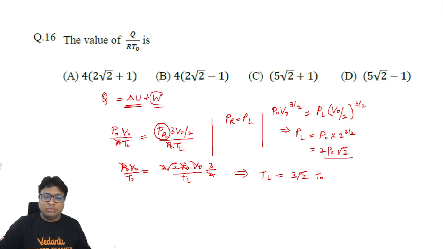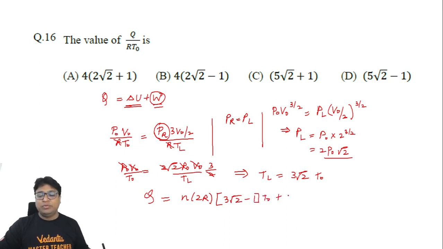Also, what about W? So the magnitude of W by gas in the left chamber will be equal to the mod of W by gas in the right chamber. So we are going to make use of that. I'm going to write Q as delta U, so that would be n, which is actually equal to 1, into CV into delta T. Now delta T would be TL minus T naught. So it will become 3 root 2 minus 1 into T naught.